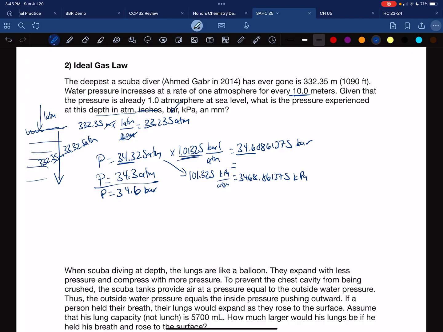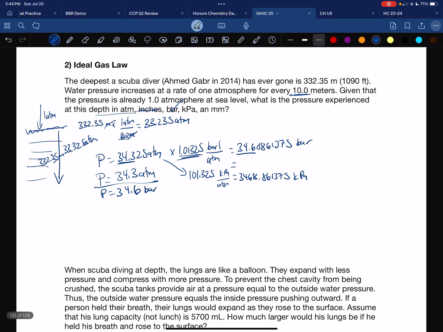3,468.861375 kilopascals. You can see we could move that over and become megapascals, but we're asked to express it in kilopascals, 3 digits. This is kind of weird because we can only write 3 digits. We're going to put 3.47 times 10 to the 3rd kilopascals. Since we can only write 3 digits, we can't write 3,470. It's confusing, so we put it in scientific notation. It would be better if we expressed it as megapascals, but it's asked for kilopascals.